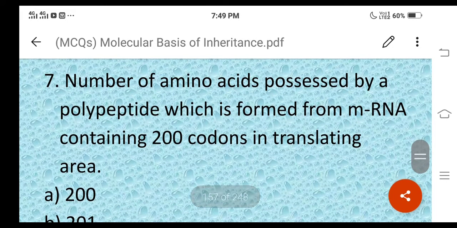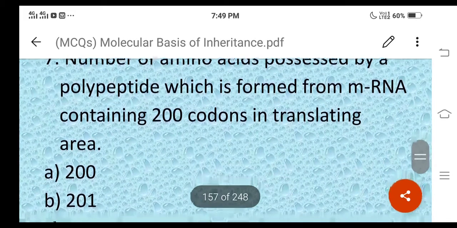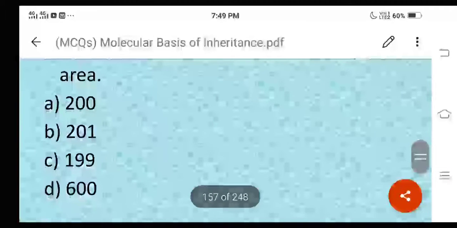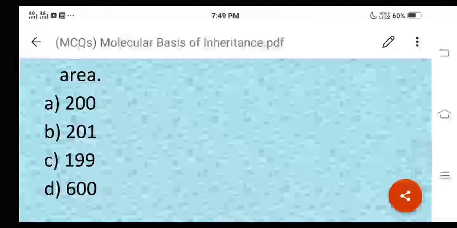Question number 7. What is there? Number of amino acids possessed by a polypeptide chain which is formed from mRNA containing 200 codons in the translating area. Here the options are like this: 200, then 201, then 199, and the fourth one is 600.